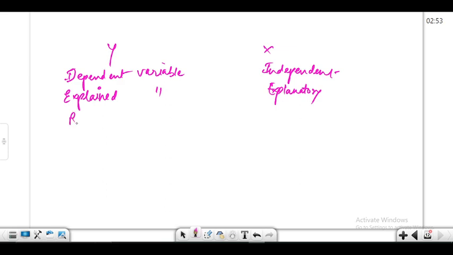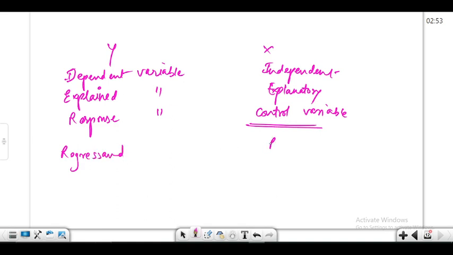Then y is also called the response variable, and x is called the control variable. So you'll come across this control variable term very often. So just don't be confused. Okay, I hope you'll remember this. Then y is also called regressand, and x is your regressor. So these are the terms that are used for the variables x and y. Okay, that define x and y in some way.